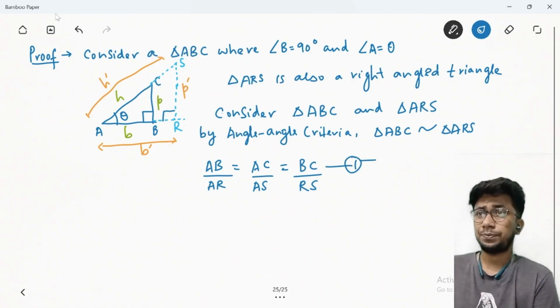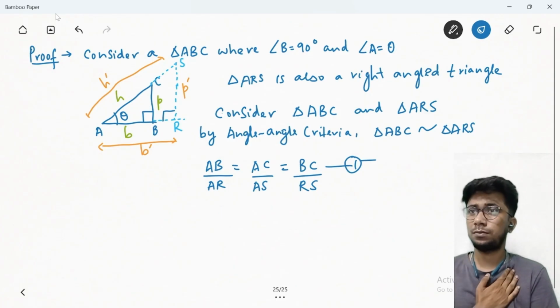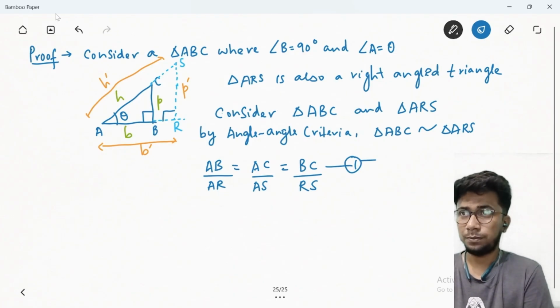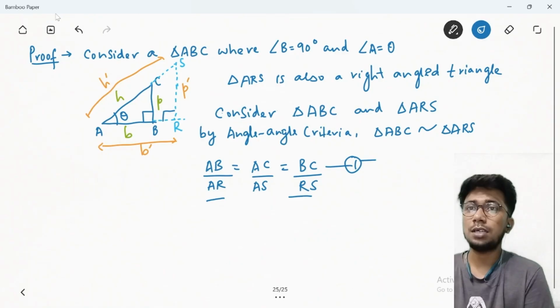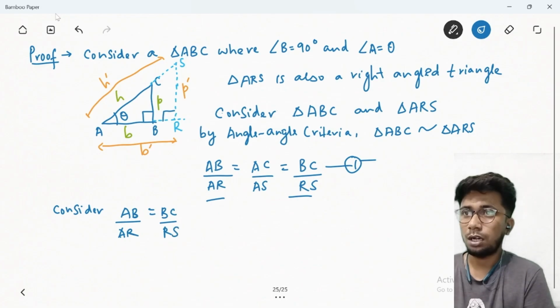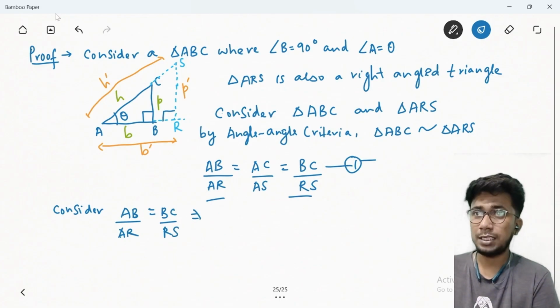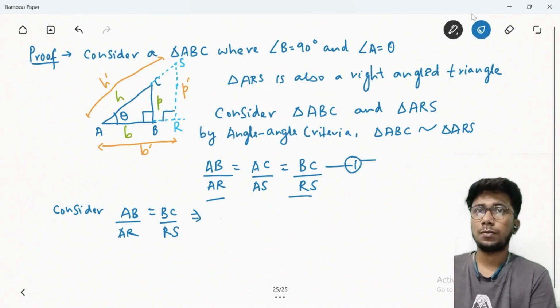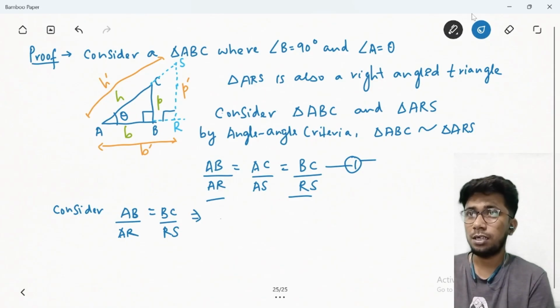Now consider the first and the last term of this equation, that is, AB upon AR equals to BC upon RS. फाइन. सो क्या मैं इसे रीअरेंज करके इस तरीके से लिख सकता हूं? दैट इज, वेट, क्या मैं इसे रीअरेंज करके ऐसा लिख सकता हूं?